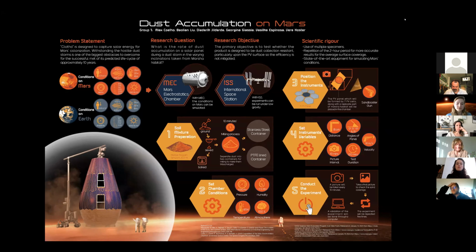After the chamber conditions are set, the first step is to prepare the mixture, so to recreate the Martian soil. And then the instruments to simulate a dust storm will be positioned. The instrument we use is a sandblasting gun, and we take a picture of it every 10 minutes. These pictures will be run through analyzing software specifically developed to measure the dust. The total test duration will be 2 hours, since this is the limitation of the electrostatic chamber.